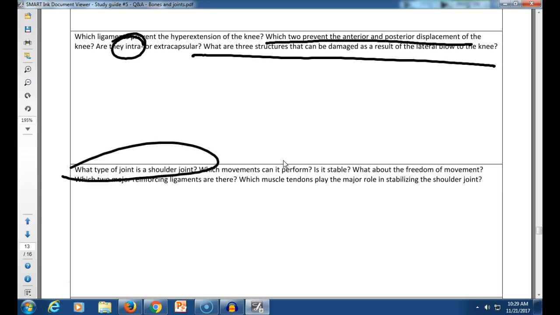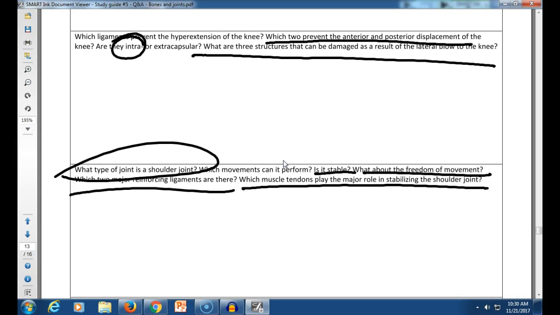Shoulder joint. Type: ball and socket. Movements: a lot. Even rotation to some extent. Is it stable? No. But it's very movable. Two major reinforcing ligaments: coracohumeral and glenohumeral ligaments. Are they good? They aren't, because glenohumeral are often not there. Major muscles that stabilize the shoulder joint: biceps brachii and rotator cuff muscles. That is it.